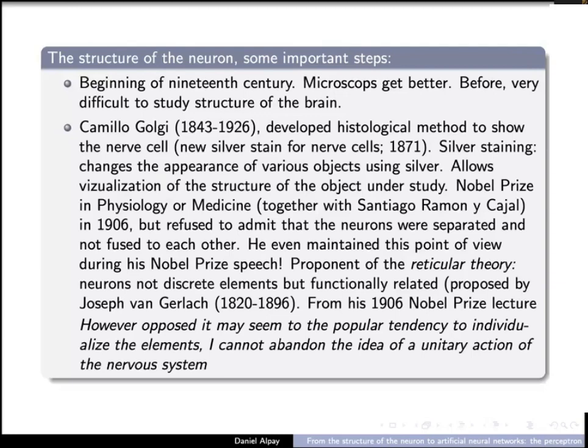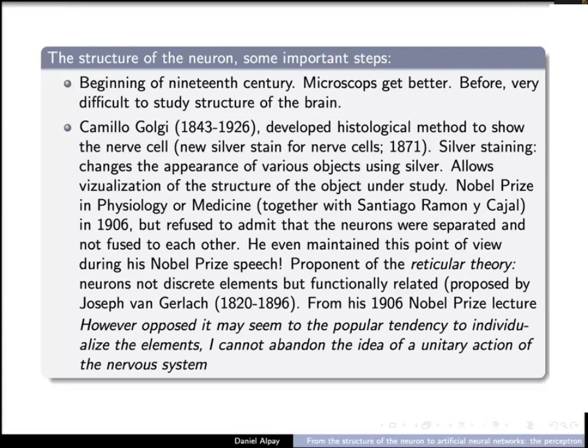What is interesting is that he developed the methods which allowed to see that the axon and the dendrites are not connected together, but he refused to the very end to accept this theory. Even in his Nobel Prize speech, he mentioned the following: "However opposed it may seem to the popular tendency to individualize the elements, I cannot abandon the idea of a unitary action of a nervous system." But they're not connected, it's an individual unit. But it has been found thanks to the methods he developed.